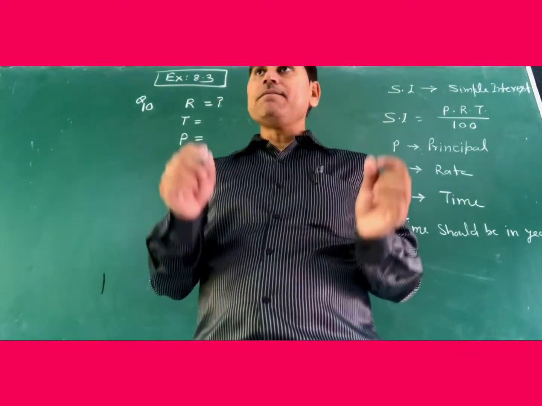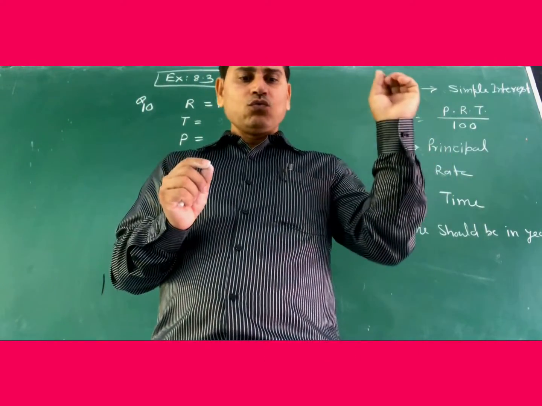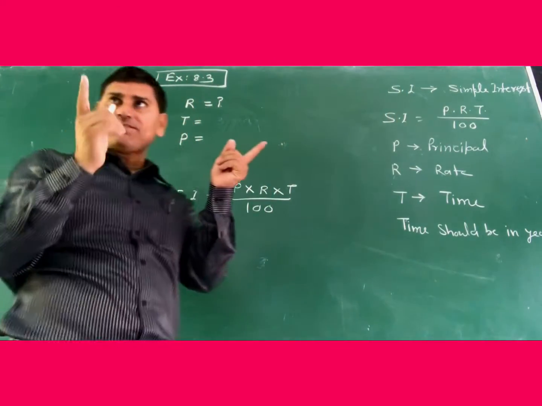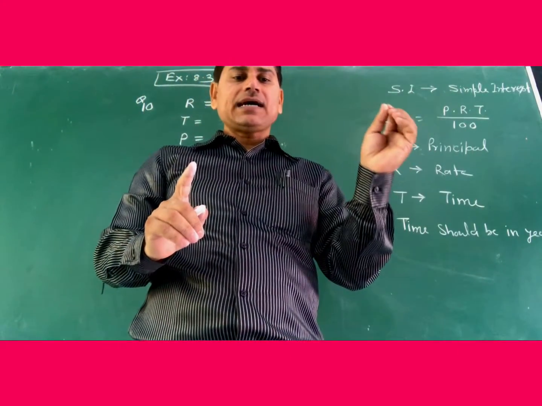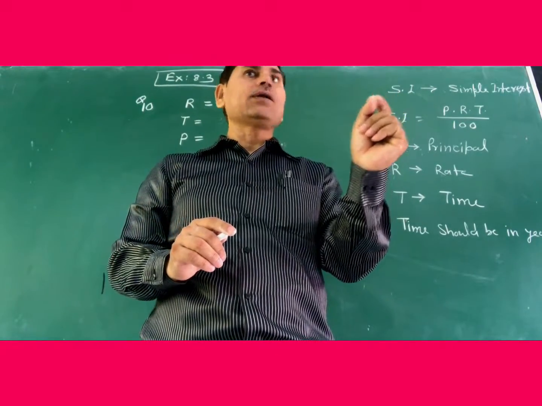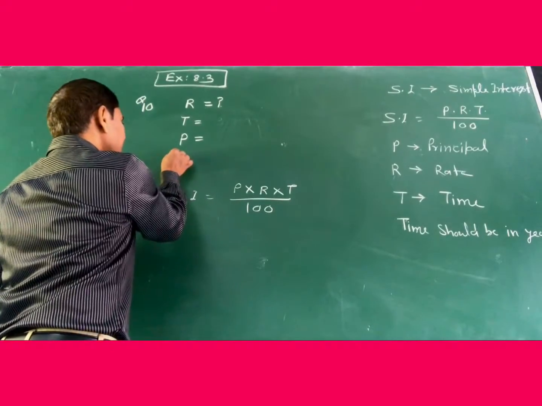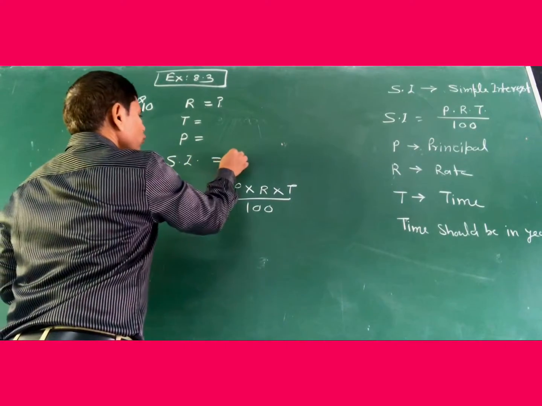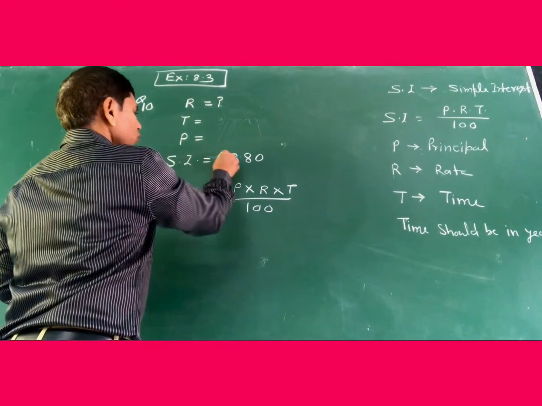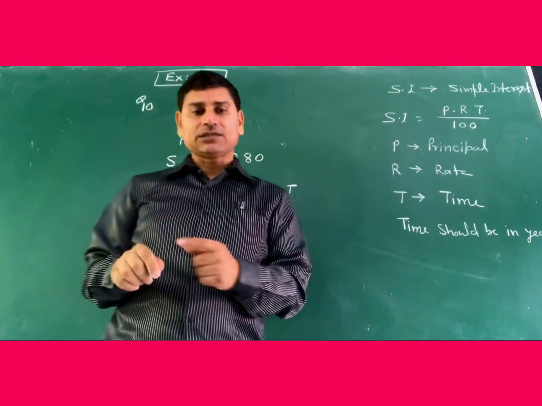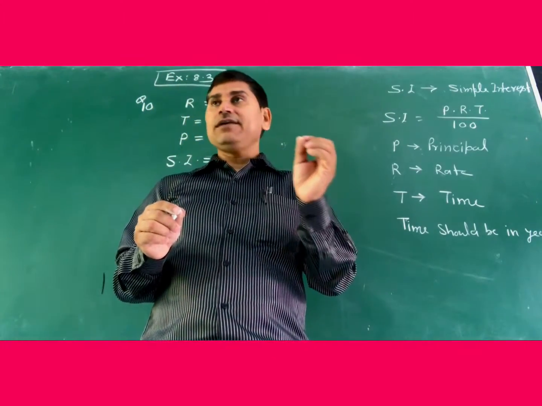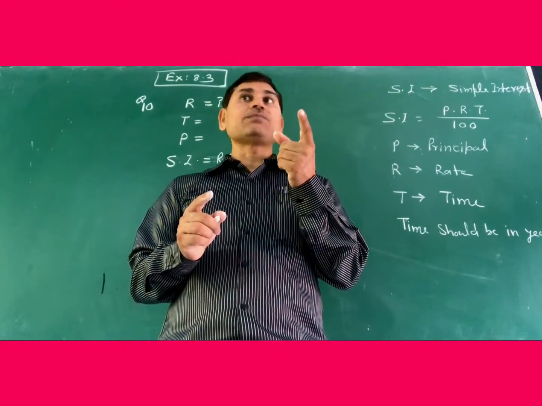Now question number 10. Listen once again. What rate gives rupees 280 as interest? The rate equals question mark. Here the interest is simple interest, so you will write SI is 280 rupees, on the sum of rupees 56,000. This is the principal amount.